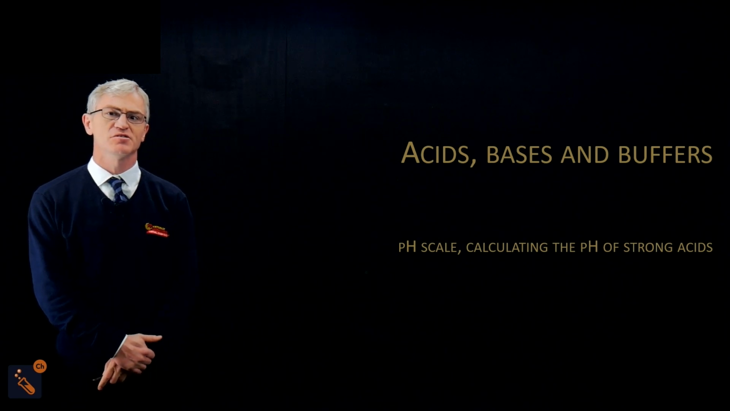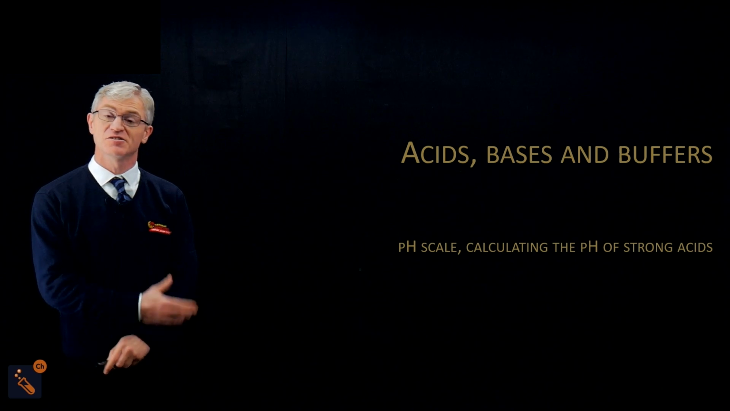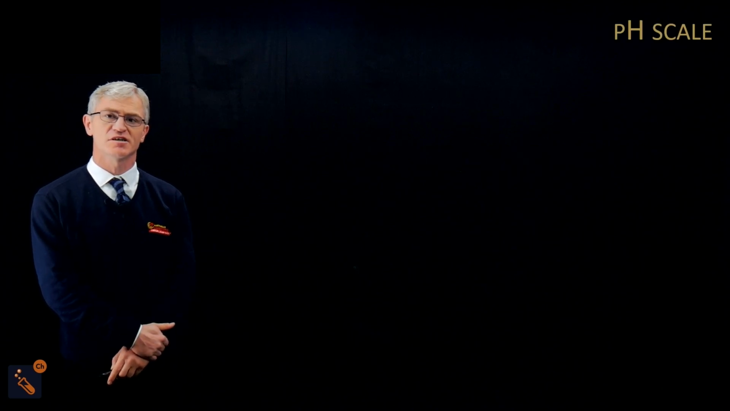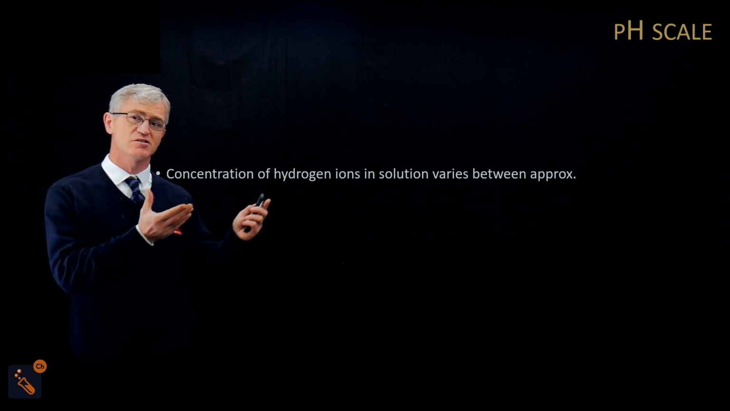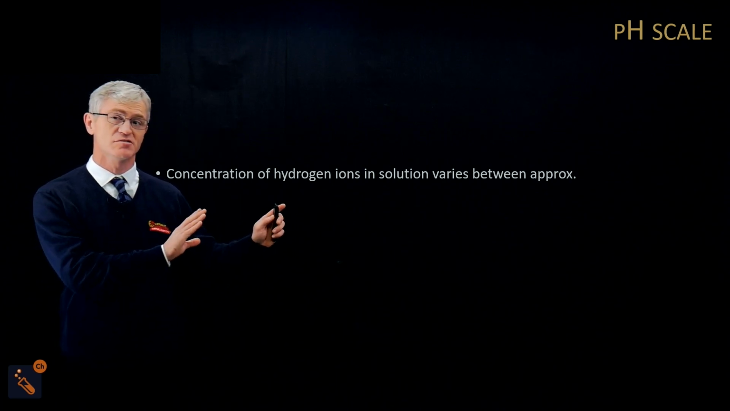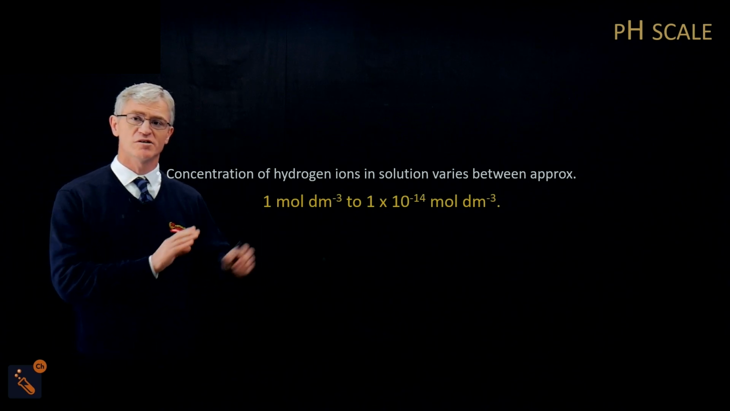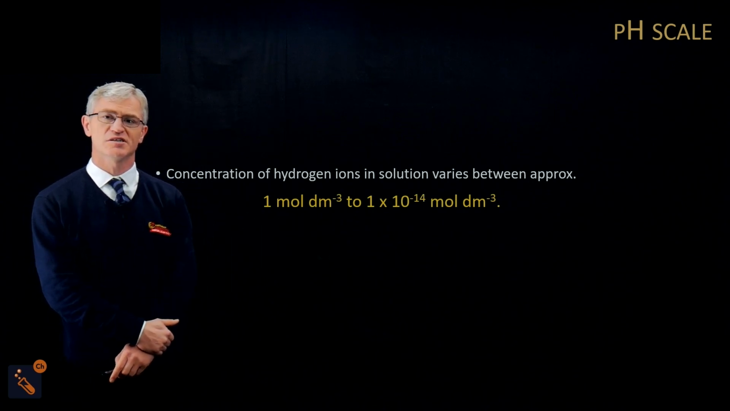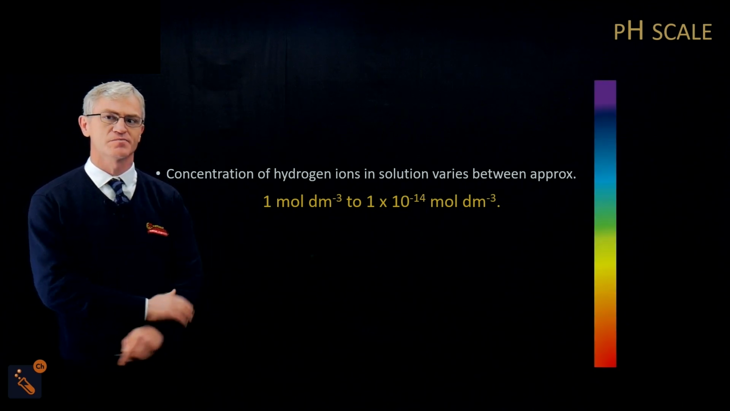In this video, we're going to do the pH scale and how it relates to calculating the pH of strong acids and do some calculations on those strong acids. So the pH scale is based on the concentration of hydrogen ions, only on hydrogen ions, nothing else in your course. And it varies approximately between 1 and 1 times 10 to the minus 14 moles per decimeter cubed of those hydrogen ions. And that is approximate.